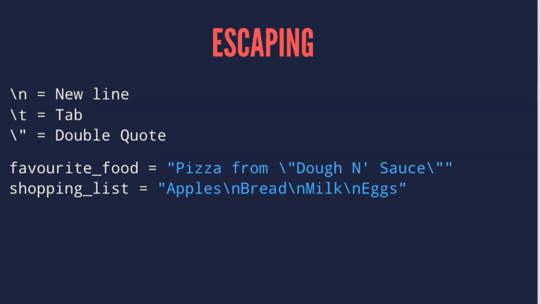And then we looked at escaping. So the \n was a new line, the \t tabbed your line for you, and the \" gave you a double quote inside your whole string. So we had two examples. We've got favourite_food equals pizza from dough and sauce, and shopping_list, which equaled apples, bread, milk and eggs, all on separate lines when you printed it out.